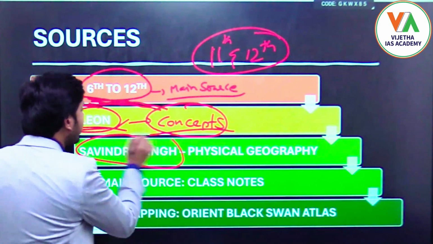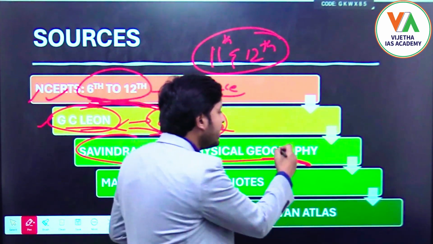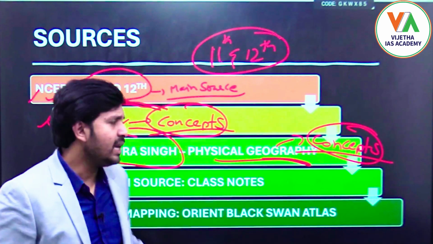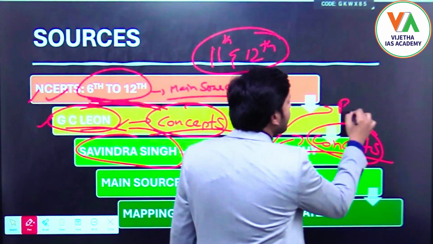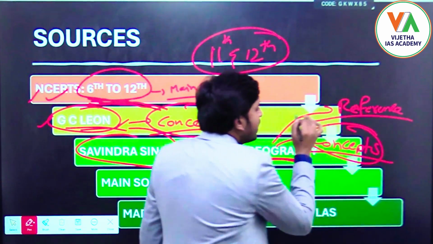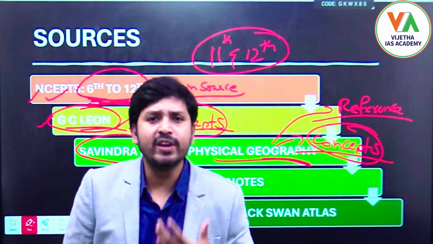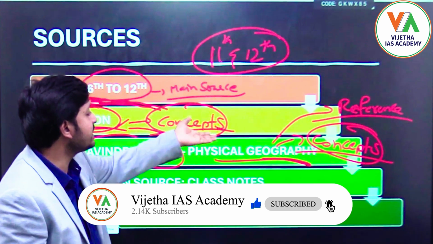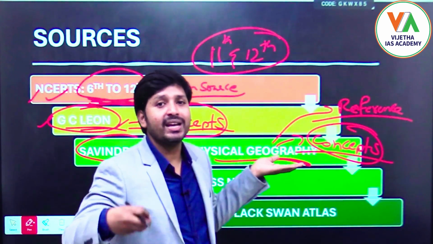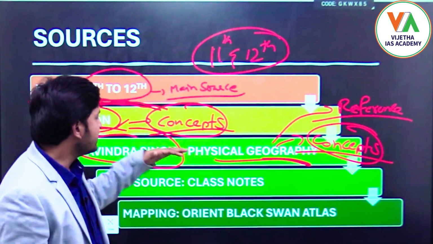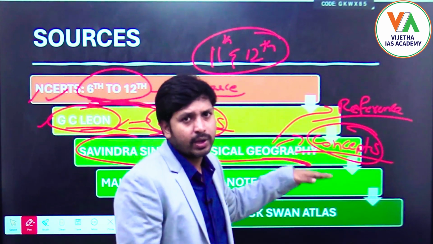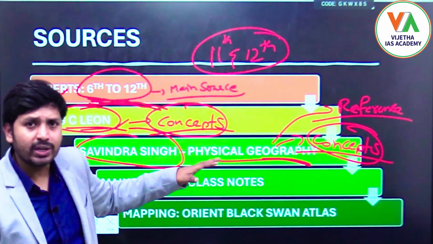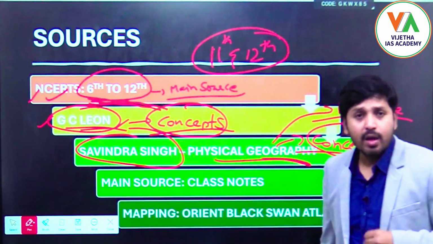Apart from that, there is one more book called Savindra Singh Physical Geography. This is also helpful for building your concepts in geography, but keep this book as just a reference book. No need to read each and every page of this book. Just keep it so that if you have any doubt or if you want more conceptual understanding, then only go to this book, and especially go and read that particular topic. If someone wants to read, they can read based on time availability. Otherwise, you can skip this book and keep it just as a reference, so that you read only whenever you have any doubts or want more conceptual understanding.